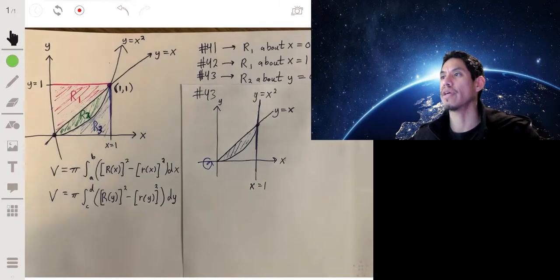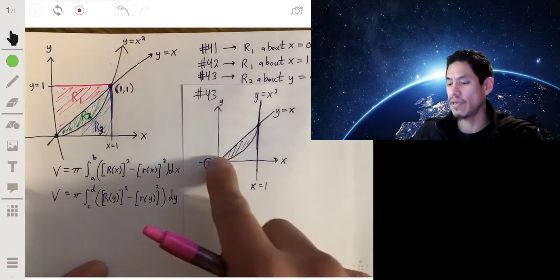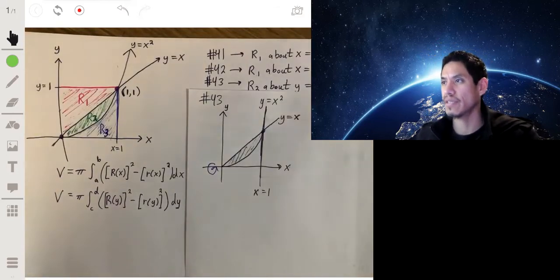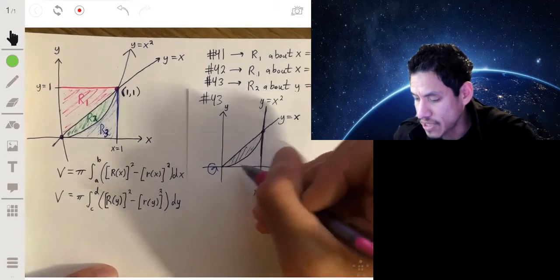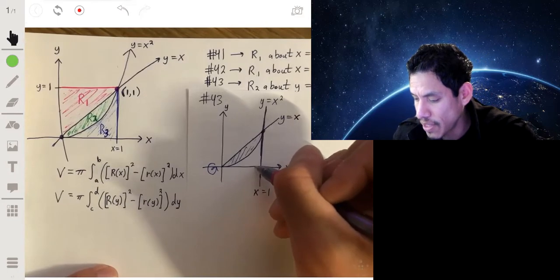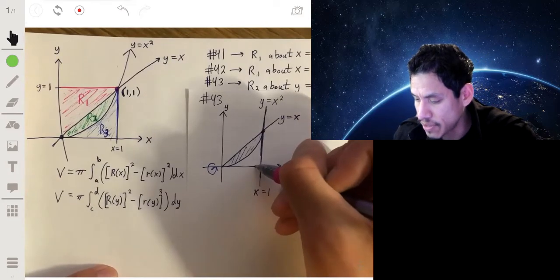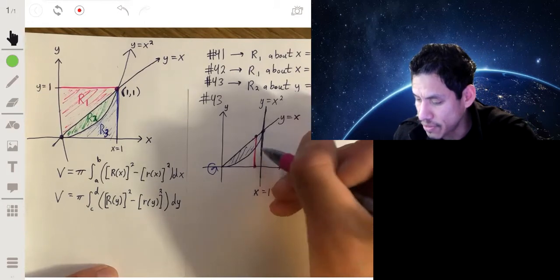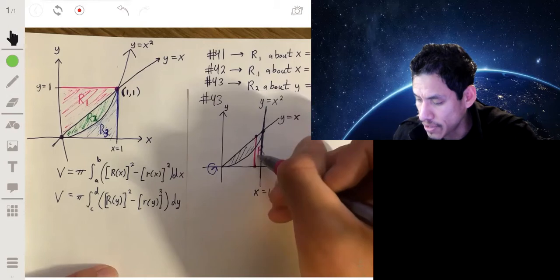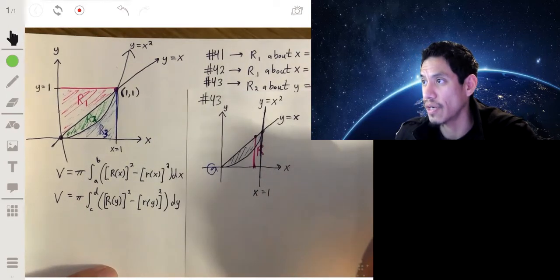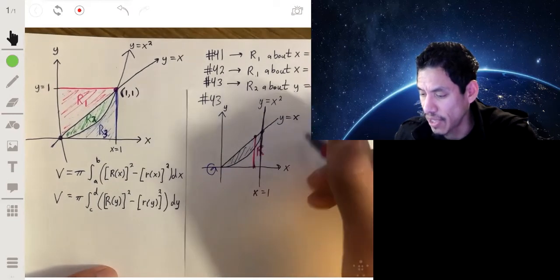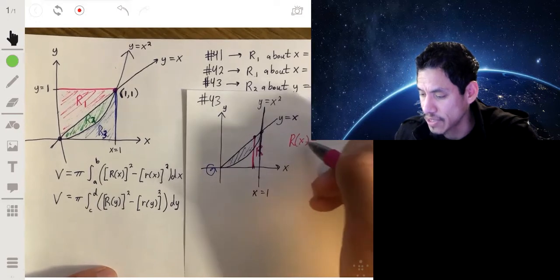Okay, so we're going to integrate with respect to x since our axis of revolution is horizontal. We'll write our radii in terms of x. So again, let's start at the axis of revolution, and from here we draw a line segment out to the edge of the area. This will be our radius, our big radius, that'll be large R. This is pretty simple because we already have an equation for that line. So large R of x is simply just x.